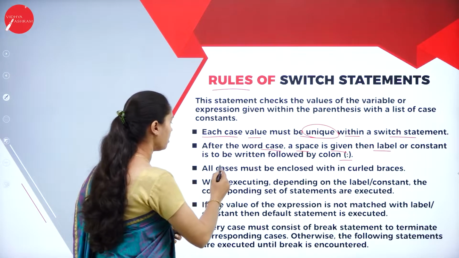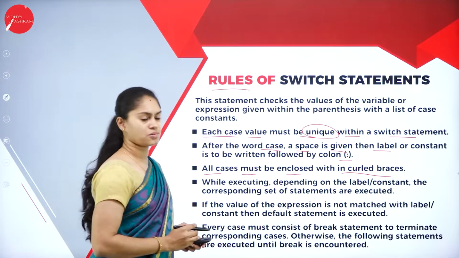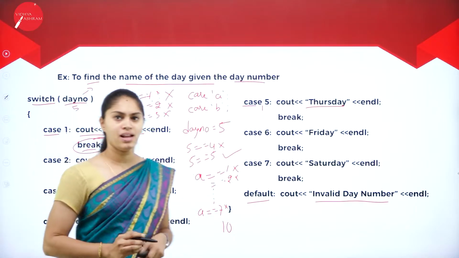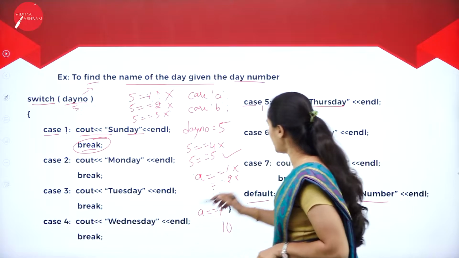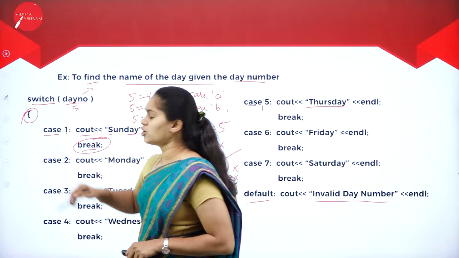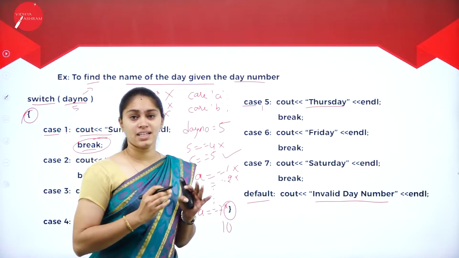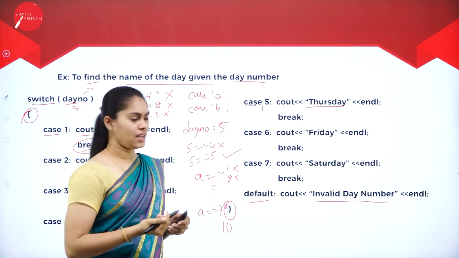Next, all the cases must be enclosed in curly braces. Here you can see the example. All the cases are enclosed between the opening and closing curly braces. We can have n number of cases, but every case must be within those curly braces.